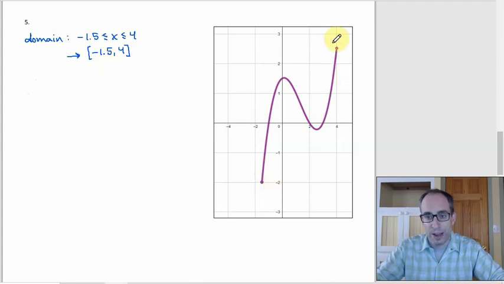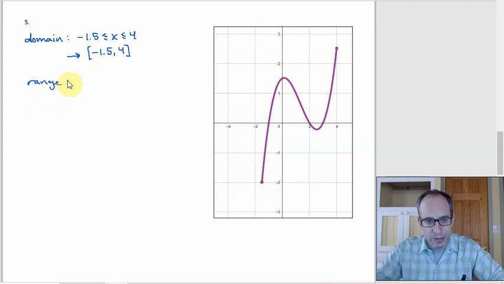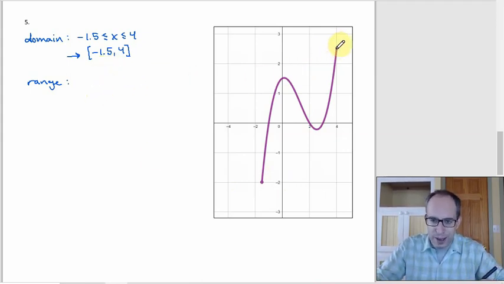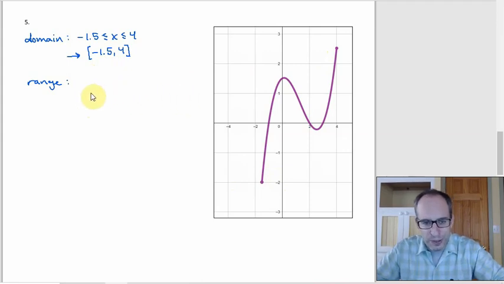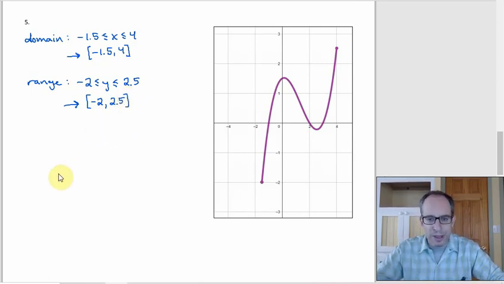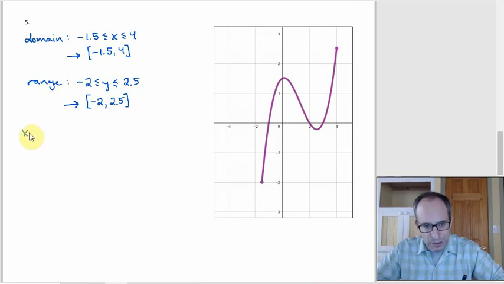Then we can also do the range without too much trouble because we've got a lowest point and a highest point this time. So for the range, the lowest point has a y-coordinate of -2. And then the highest looks like 2.5 up there, right? Halfway between 2 and 3. So -2 less than or equal to y less than or equal to 2.5. So then it's from -2 to 2.5.